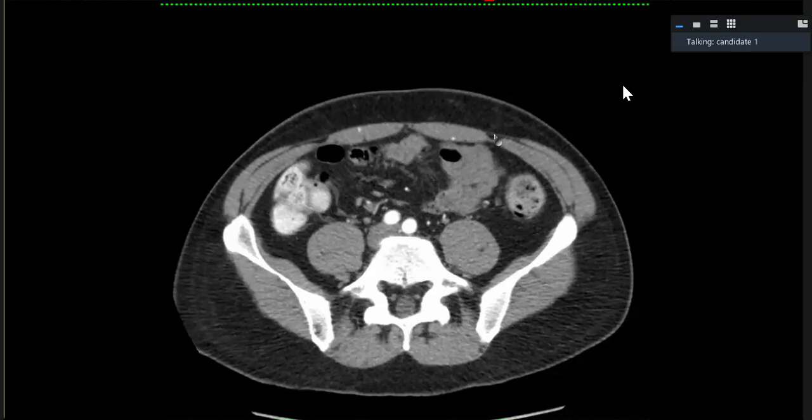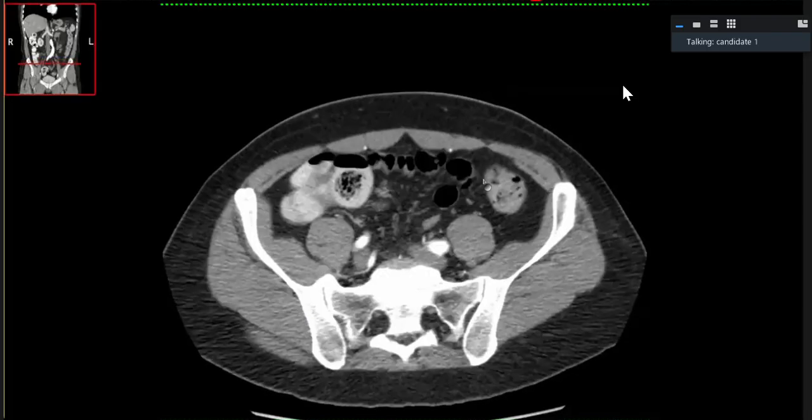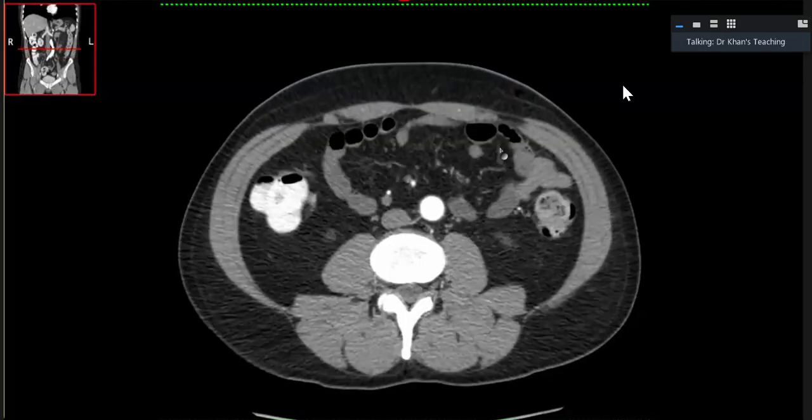Okay. I am presenting an abdomen. It's not moving. Not moving. You cannot scroll it? I can't scroll anymore. Okay, so I'm scrolling for you.